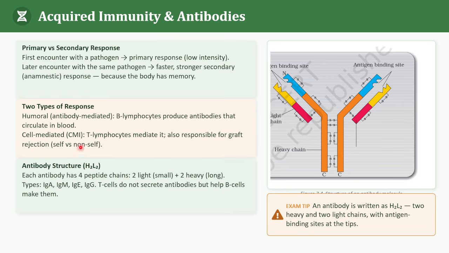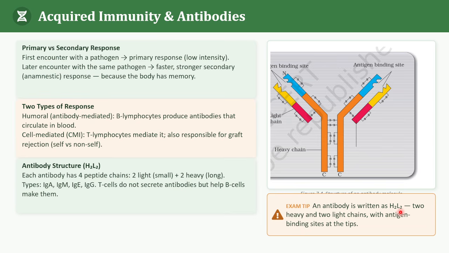Next we are going to see the antibody structure. You can see this diagrammatic part. An antibody has 4 peptide chains. It has 2 heavy chains and 2 light chains. So it is always represented as H2L2. Some types of antibodies mentioned in our books are IgA, IgM, IgE, and IgG.